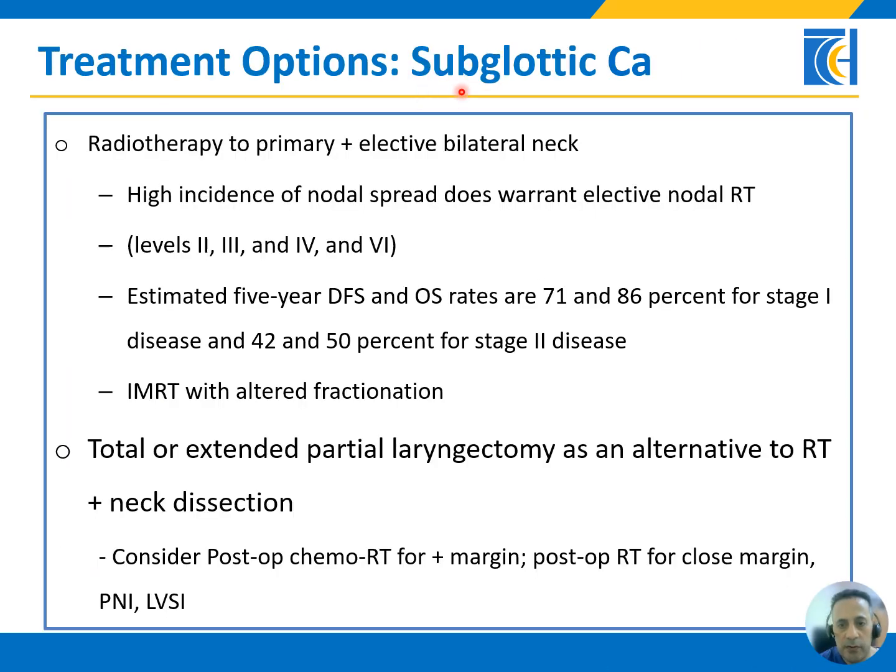Treatment options for supraglottic cancer are either radiation therapy to the primary with elective bilateral neck to levels 2, 3, 4, and 6A. We use IMRT with altered fractionation. The other option is to go for total laryngectomy or extended partial laryngectomy with neck dissection. Adjuvant radiation therapy, usually post-surgery, is considered for a close margin, presence of PNI and LVI, and adjuvant chemoradiation is for positive margin.